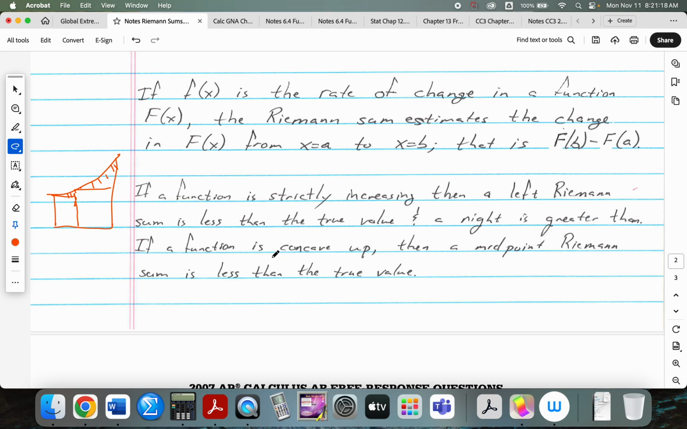One other thing: if a function is concave up, then a midpoint Riemann sum is less than the true value, and if the function is concave down, then a midpoint Riemann sum will be greater than the true value.